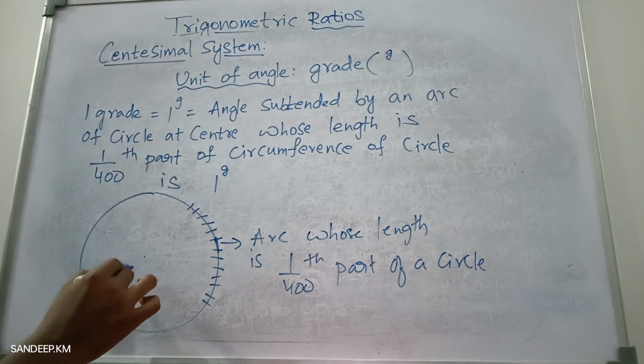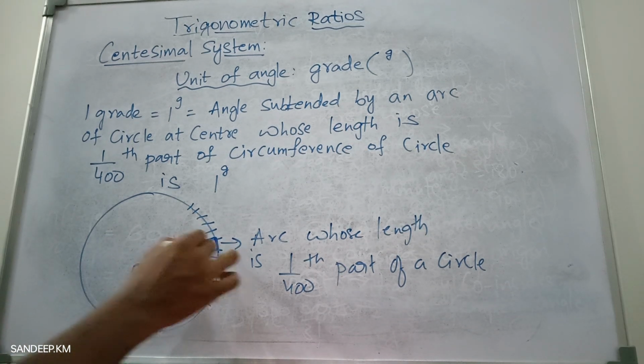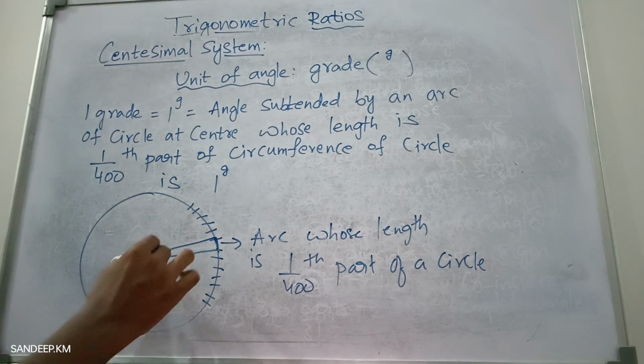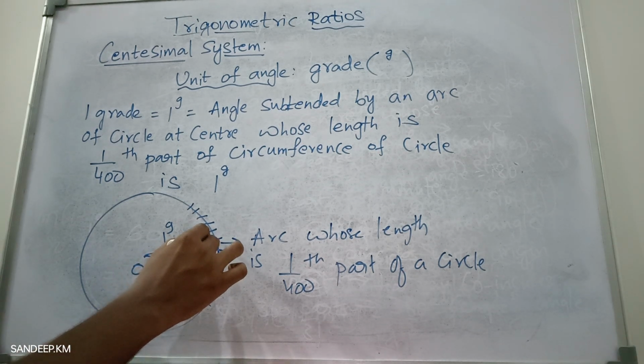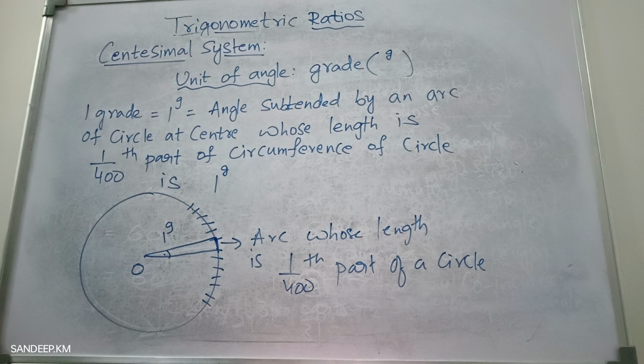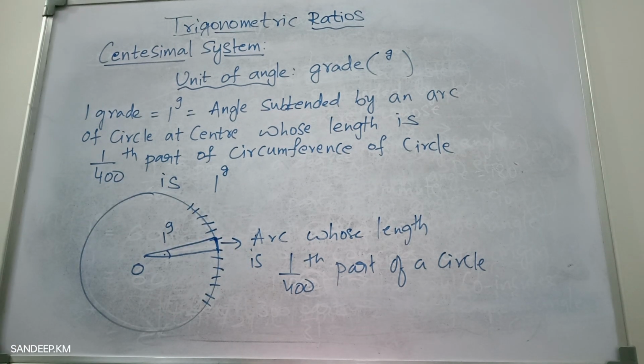Now this is the center of the circle and this is the angle subtended by this particular arc at the center of the circle. Such an angle is called 1 grade. And if one part subtends 1 grade, then total 400 parts subtend how much angle at the center?